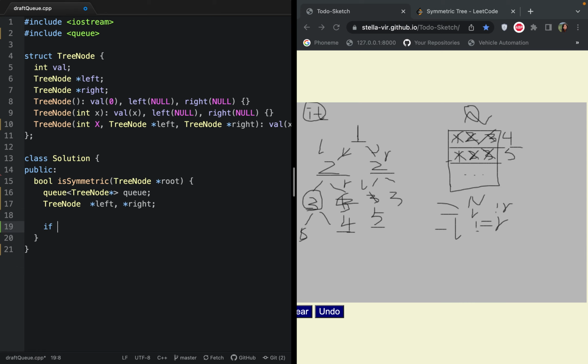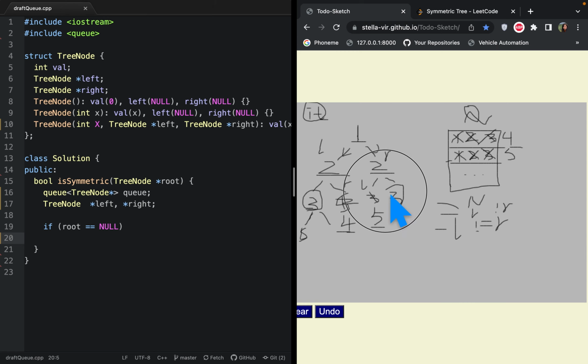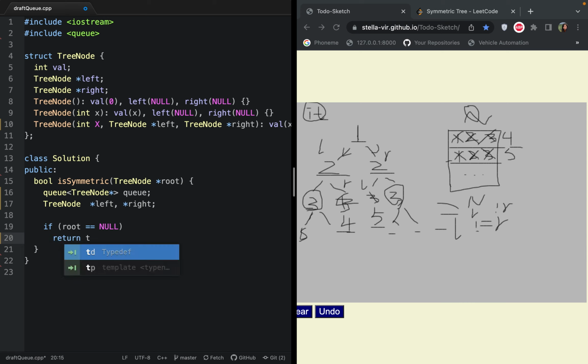So the best case is, now we have this root in here. If this root itself equals null, which means there's no left and no right, and the root, like this one or this one, has nothing in there. In some sense it's symmetric, so we return true, of course.